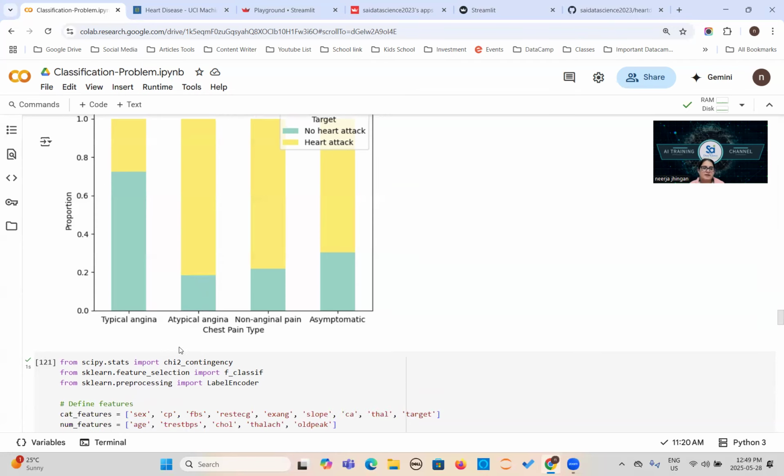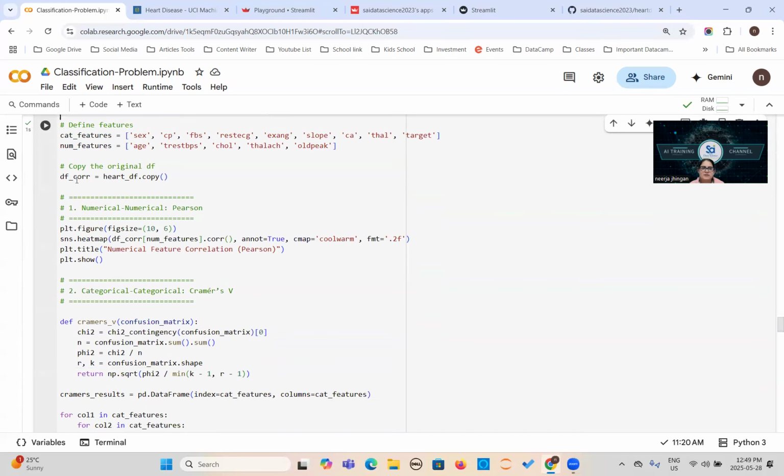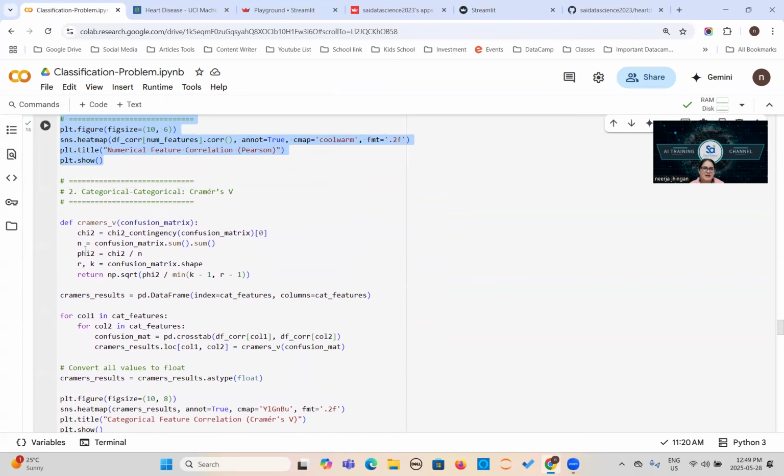Okay, and then here, this is what I was talking about. This is the confusion matrix. We are using chi2_contingency, then a classifier and LabelEncoder. Okay. First of all, we will separate the categorical and numerical features. Then I'm making a copy again here. And then I'm showing first the numerical Pearson, which I showed you above. Okay. This is that one. So after that, I'm showing categorical versus categorical. We call it Cramer's V.